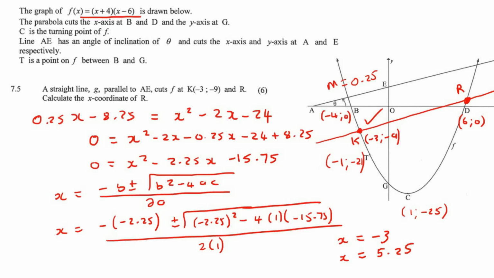And they just want the x coordinate of r. So we don't have to go find the y value, and so that is the answer, 5.25. So in the test, you'd put a little line through that one, because you're just telling the teacher that it's not that one.